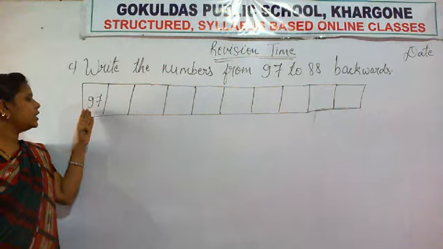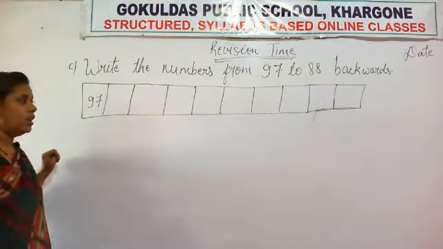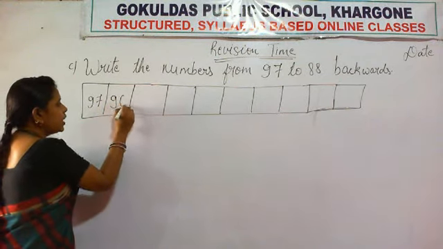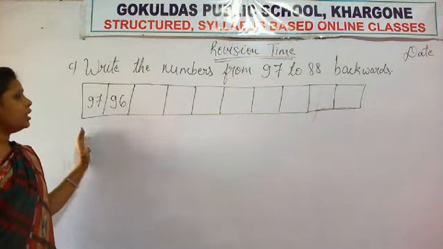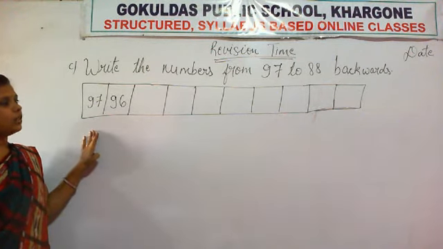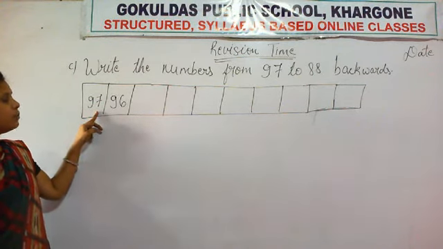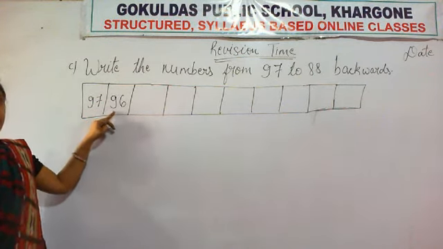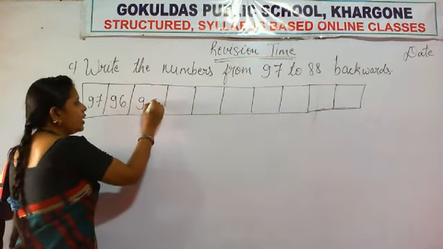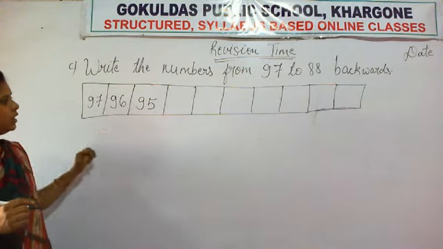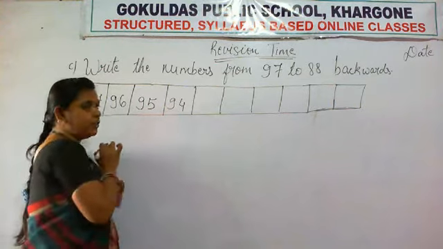Now the number that comes just before 97. Which number will come before 97? 96. The number that comes before. We have done before numbers. So in the same way, while we are writing backward counting, we write the before number. So 97 is written. The number that comes before 97 is 96. Now the number that comes before 96 will be 95. Then the before number of 95 is 94.